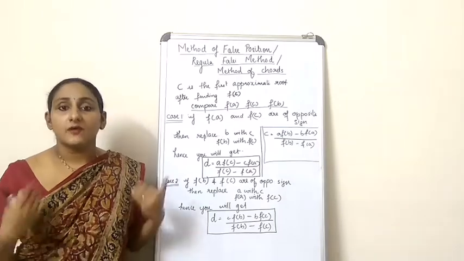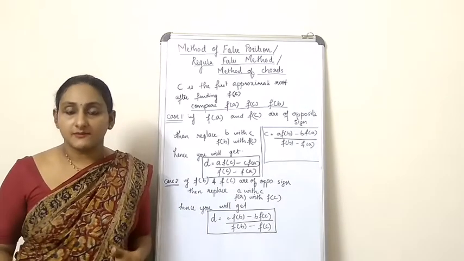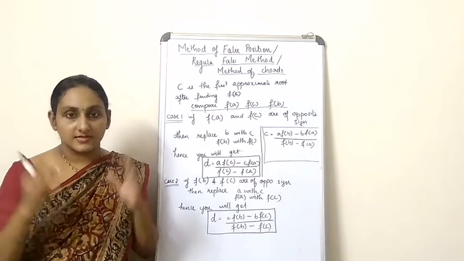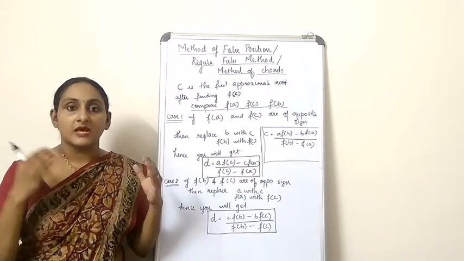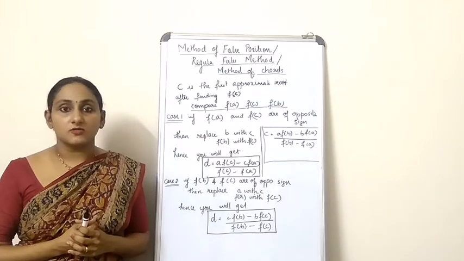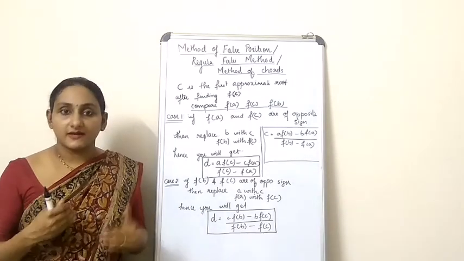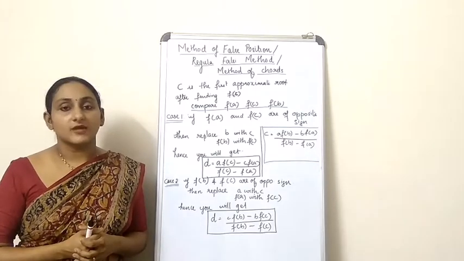So in this way you will find the other approximate roots till you get f of x equal to 0, till it is the root. So again you will do this procedure again and again, till you get the required root.